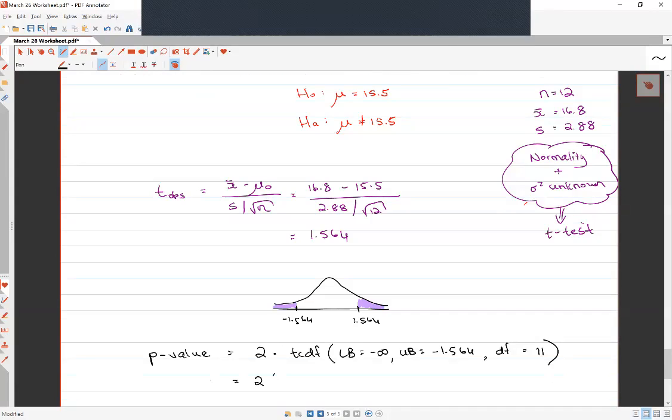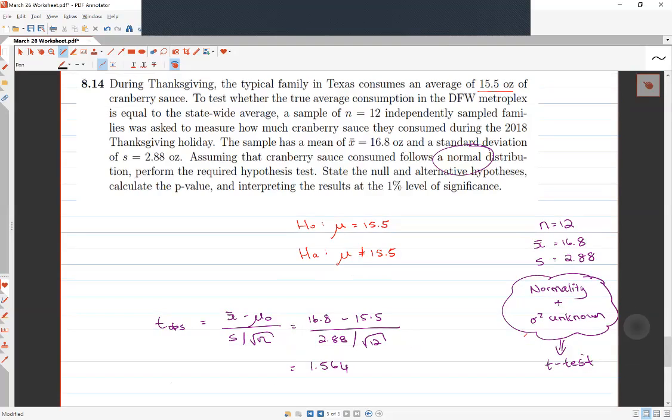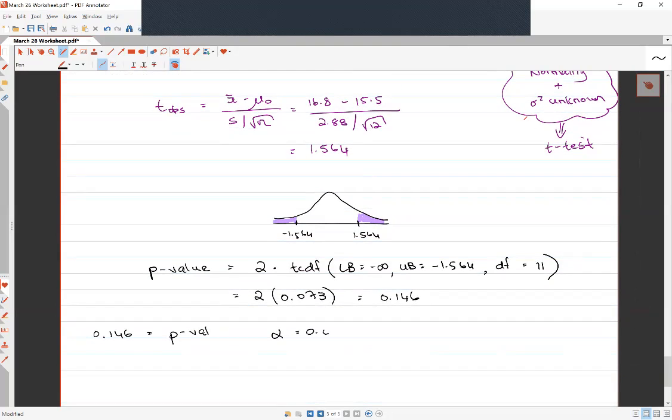What does this give me? 2 times 0.073, which means my p-value is 0.146. So I want to compare this p-value of 0.146 to my alpha value, and alpha in this case was 1%. So my p-value is larger than alpha. Large p-value means I am not rejecting my null hypothesis.